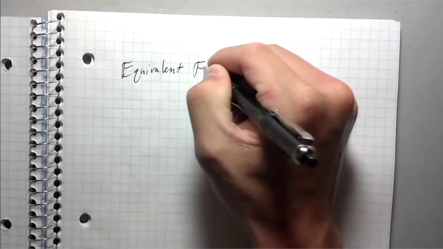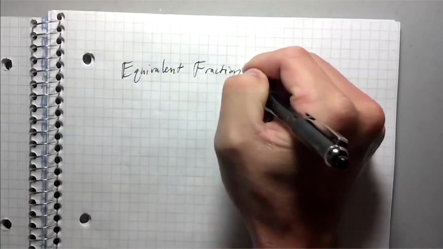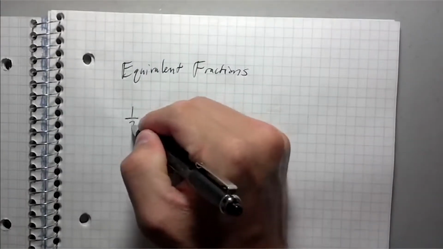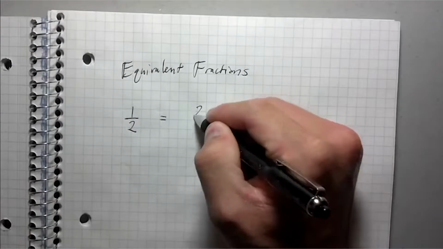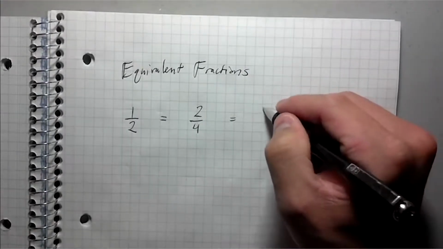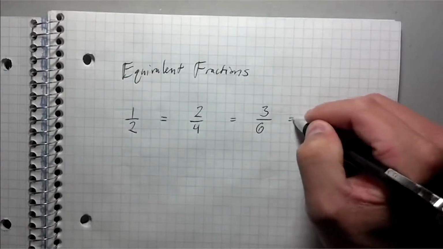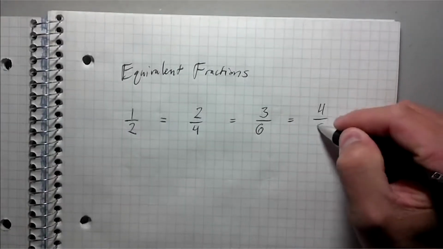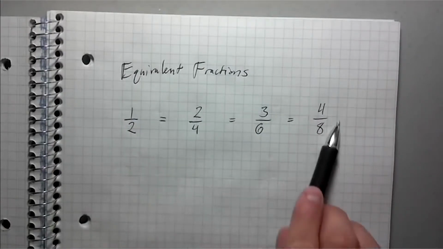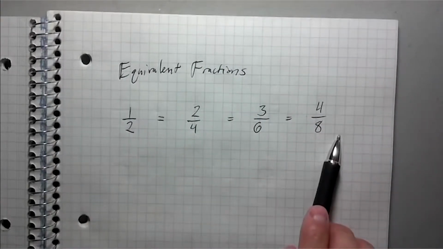Equivalent fractions. I'm just going to list out a few. All right. So think about 1/2. 1/2 equals 2/4, which equals 3/6, which equals 4/8. Now, there's two ways that I can think about why these are equivalent fractions.